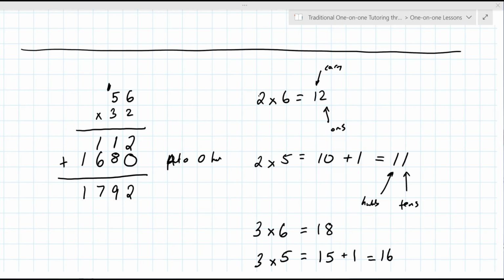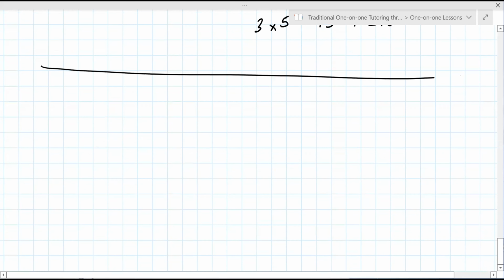I'm done. Okay, so let's try another problem here. Let's go 86 times 31. Which number do you start with, Michael? It's always on the right. The 1 and the 6. You're going to take 1 times 6. What is 1 times 6? 6. And there's no carry this time.